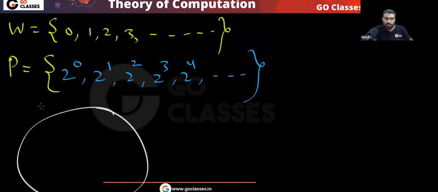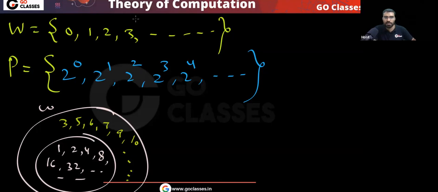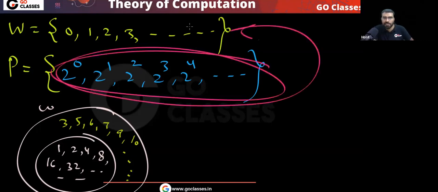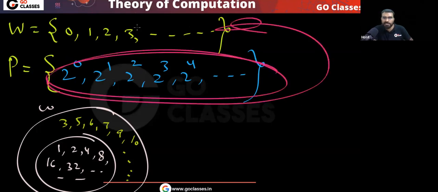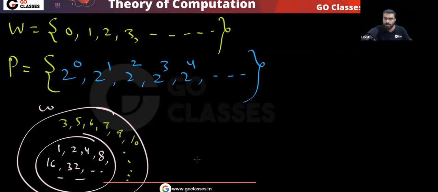See, this is your W and this is your powers of 2. Here you have, for example, 1, 2, 4, 8, 16, 32. And here you have many extra elements, for example 3, 5, 6, 7, 9, 10. Can I say every element here is also here? Yes. But there are many extra elements. So how can you say they have the same size?